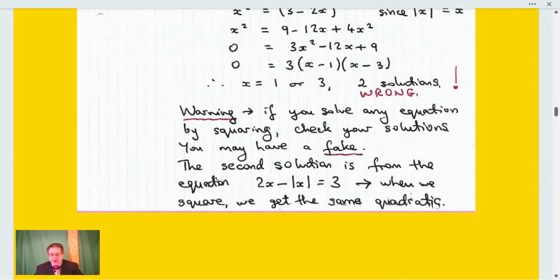Where has this second fake solution come from? It's actually the solution to the equation 2x take mod x equals 3. If you try and solve this, when you have minus mod x on the left-hand side and square, you get the same quadratic. So that quadratic gives you both the answer to the original equation and to this second one. One of the solutions we want, the other we don't.